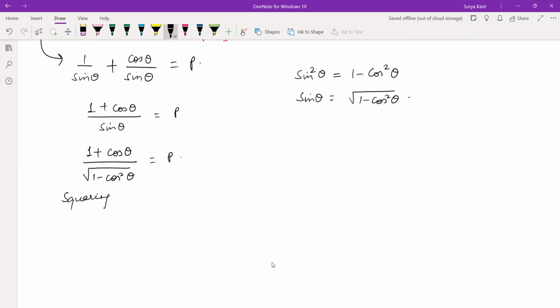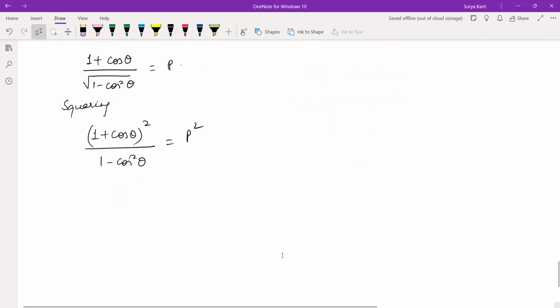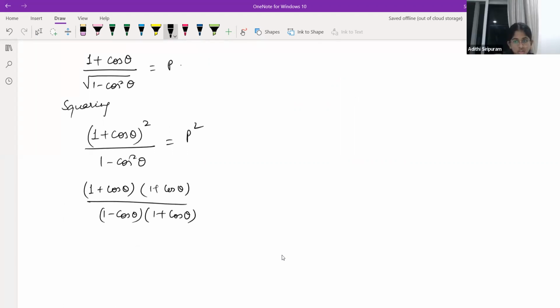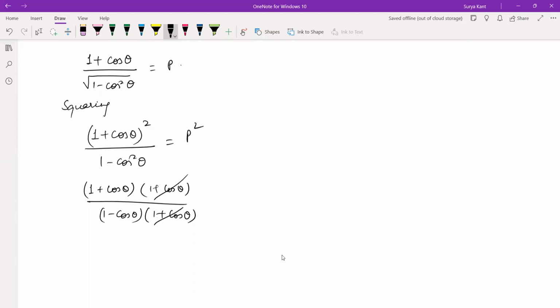Yes, understood. So here we can write squaring both sides, we'll get 1 plus cos theta by 1 minus cos square theta is equals to P square. Again, what we can write? We can write it as 1 plus cos theta divided by 1 minus cos theta and 1 plus cos theta. Can we write here a plus b and a minus b? Yes, sir. So this will get cancelled, one part will get cancelled, is equals to P square.